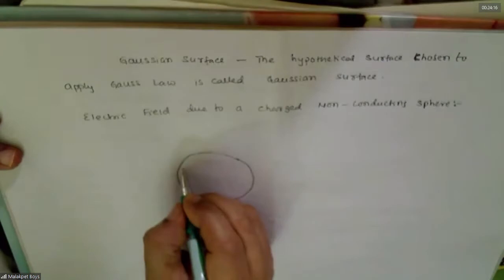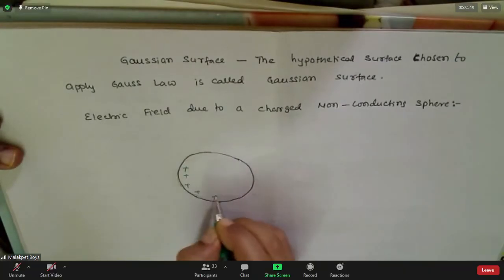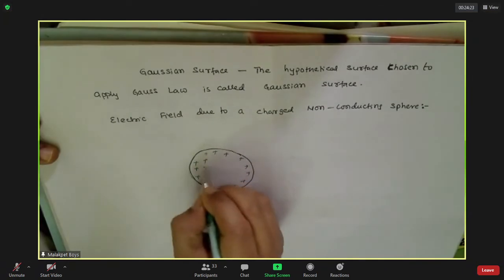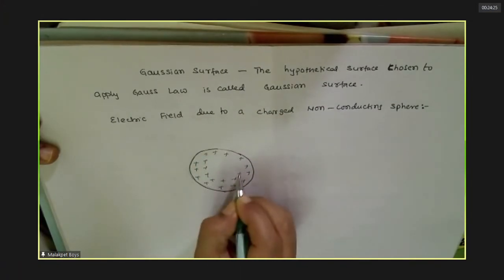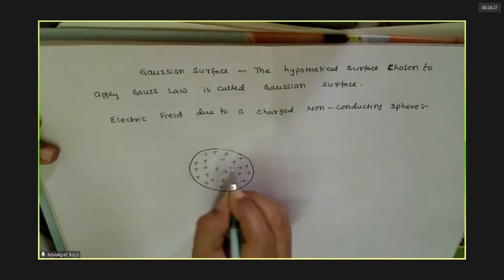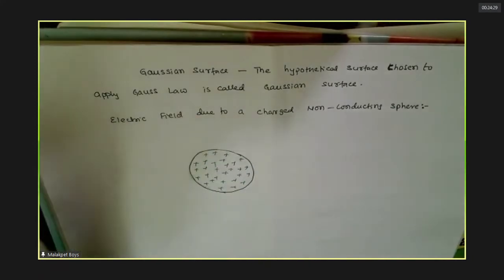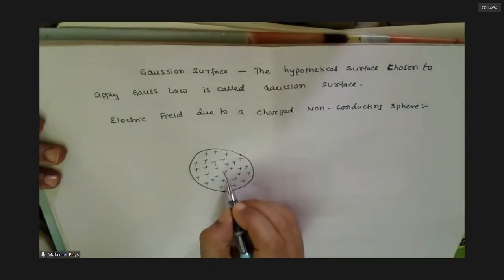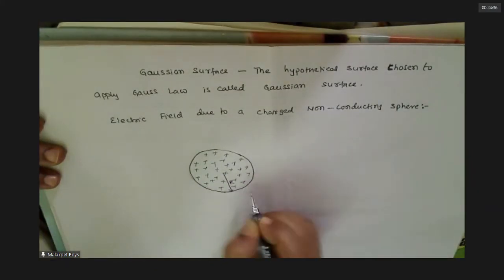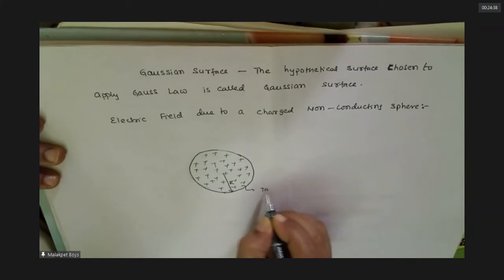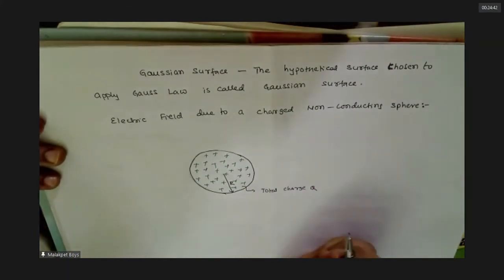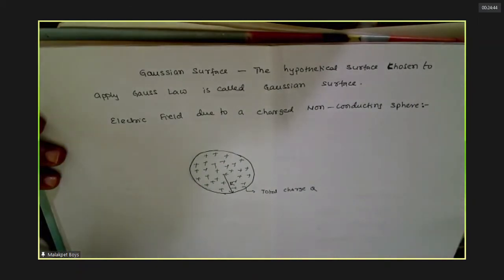So there's a charge here, totally non-conducting. As an example, you can take a nucleus. All protons are in the same place, they have no assembled. Agreed? So this has some radius. Now I want to know the electric field at some point here.